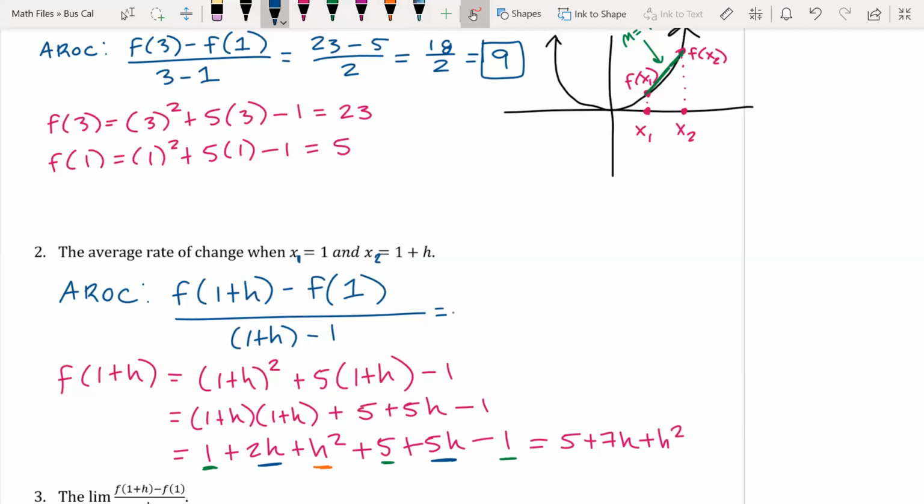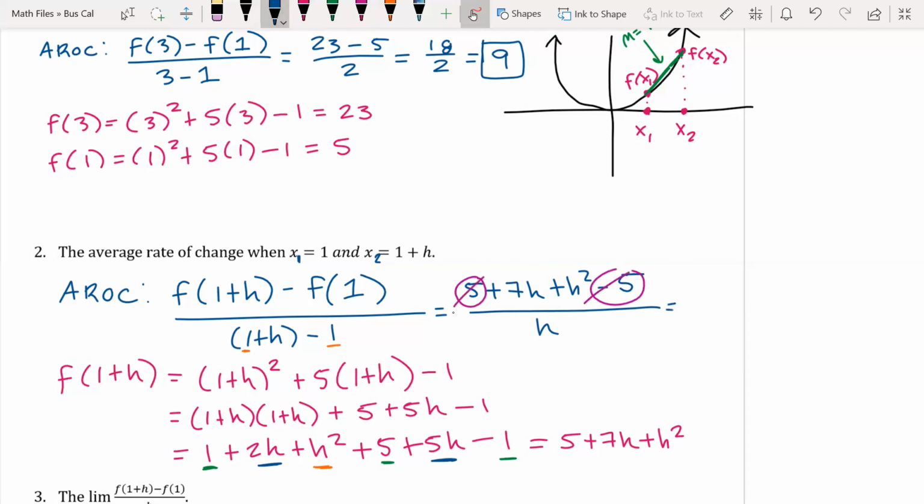So we go ahead and plug in what we just left off with. 5 plus 7h plus h squared minus f of 1. And like I said, we already figured out what f of 1 is. f of 1 is 5. So minus 5, over, and down here, 1 plus h minus 1, well, your 1s are going to cancel and just leave me with h. Okay, I guess I could highlight that, right? This one and that one will cancel. And then above, this 5 and that 5 also cancel. So those are gone.